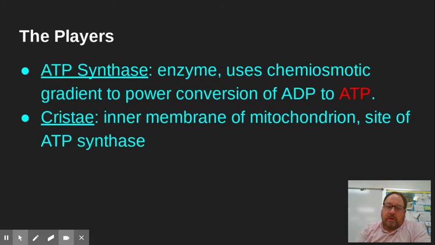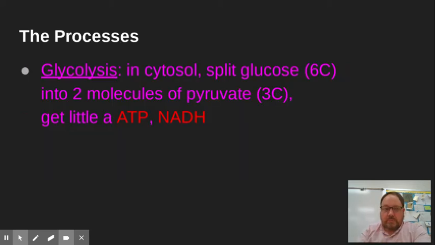Last couple of parts or players that are involved in this: ATP synthase. ASE tells you it's an enzyme. Syn means together, to create. So ATP synthase is the enzyme that spins and then brings together ADP and an inorganic phosphate, joins them together, and you get ATP. The cristae is the inner membrane of the mitochondrion, and that's where the ATP synthase is located. So that membrane is sort of a key spot for protein production.